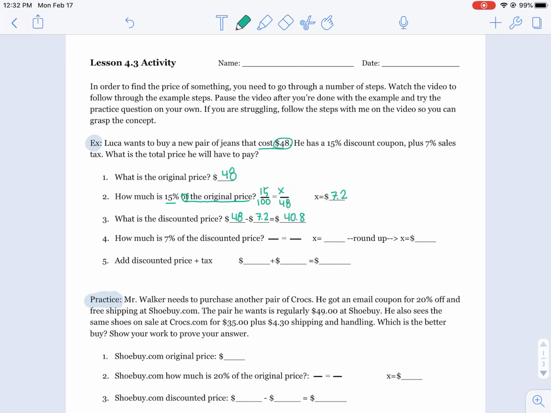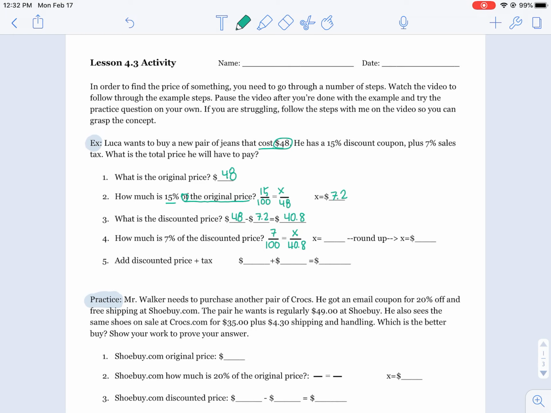Okay. Number 4 says, how much is 7% of the discounted price? So now I am not going to take 7% from the original price because I don't even have to pay $48. I only have to pay $40.80. So I'm going to find out the 7% sales tax for the amount that I have to pay, which is 40.8. So I am going to put 7%, which is always over 100. And the number that I'm going to put on the bottom is going to be the discounted price. I want to find out 7% of that.